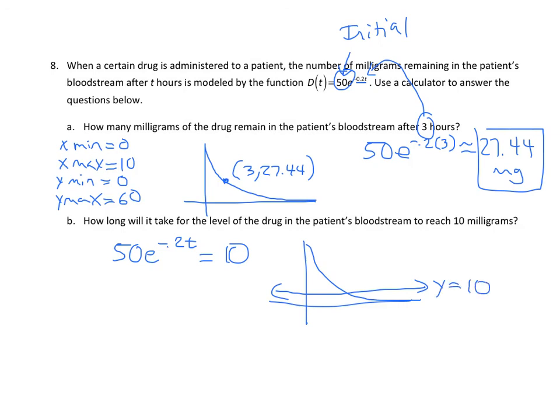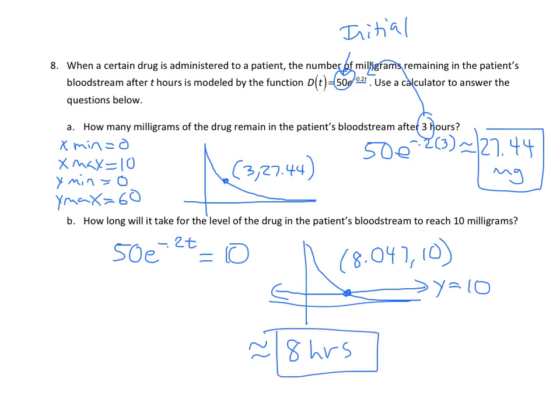So what we're going to do is put in a y equals 10 line. So go to y2 on your graphing calculator and just plug in 10. And then you're going to find the intersection. So go ahead and do that. So we do second trace intersection, and you should get the point (8.047, 10). So that means it's going to take approximately 8 hours for the level of the drug to reach 10 milligrams in the patient's bloodstream.